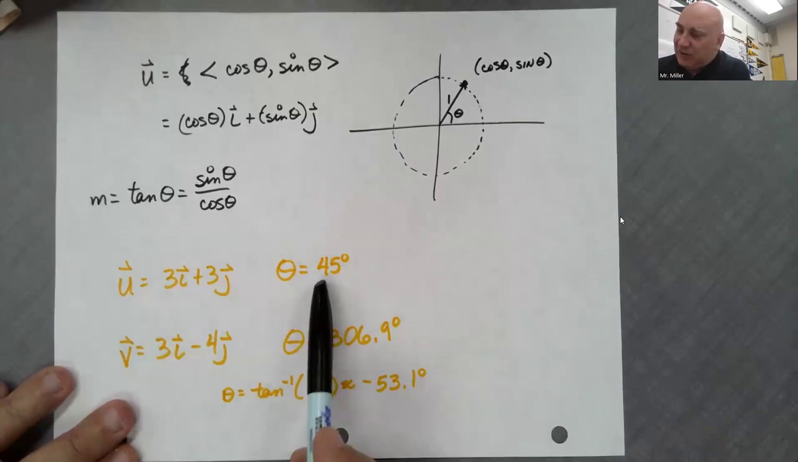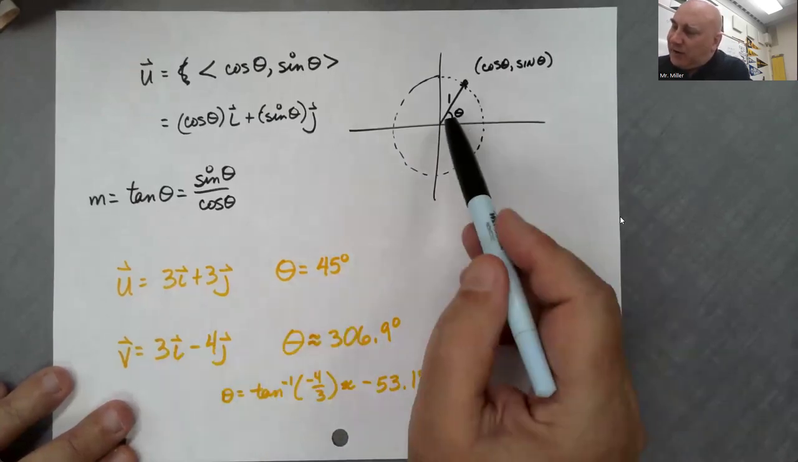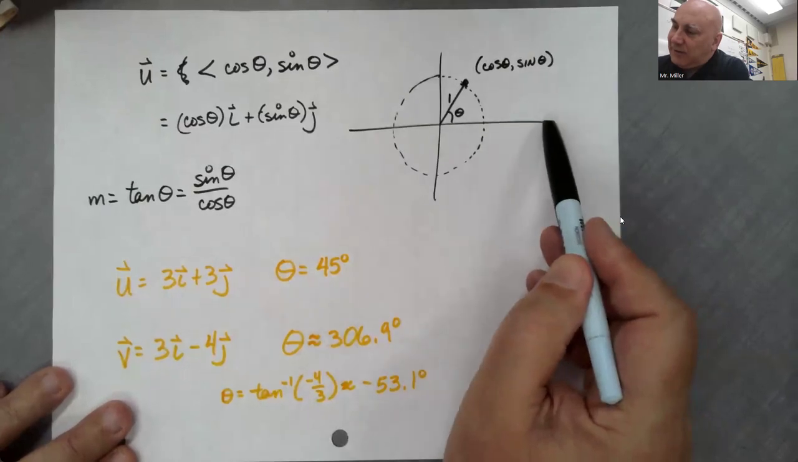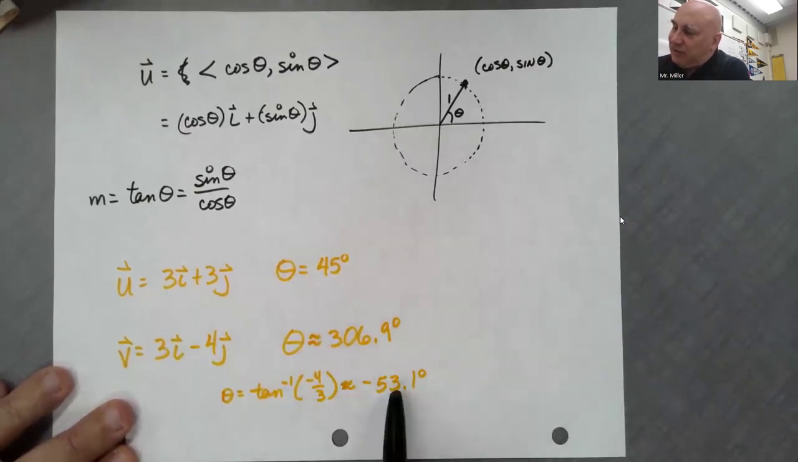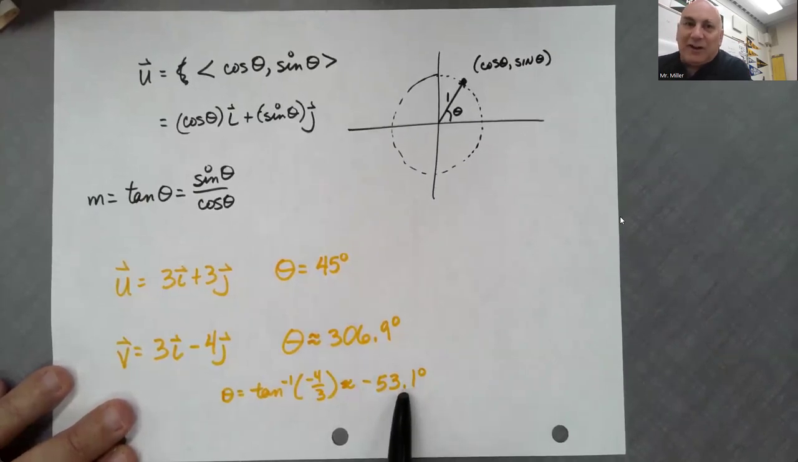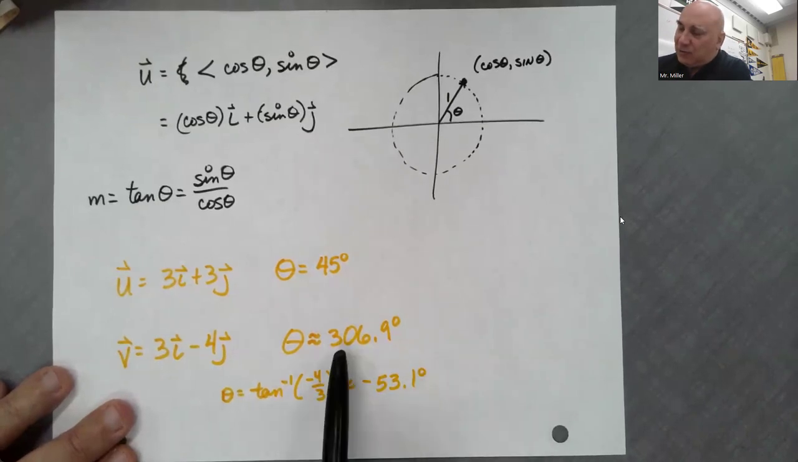That's its direction. For 3i minus 4j, we'd go over 3, down 4. When you do the arctangent, you'd get negative 53.1 degrees, but we normally like our angles to be in the first revolution, so I got a coterminal angle for that.